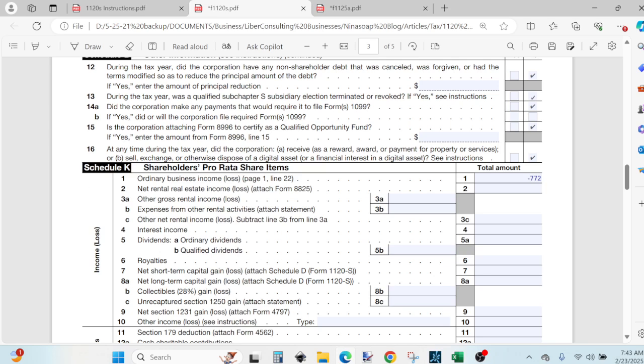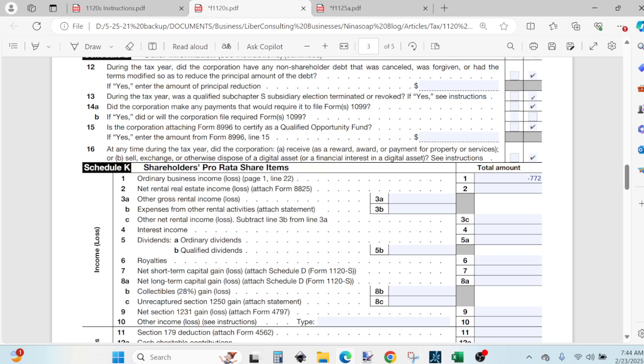So net rental income or loss will go on Form 8825, like rental properties, income and expenses, and the profit or loss from there will come to line 2. We are not going to go through that in this form.